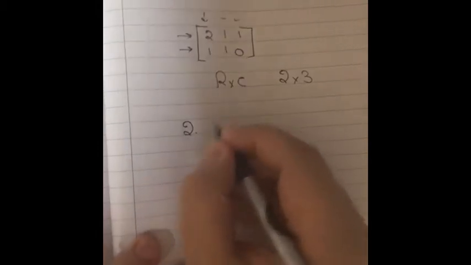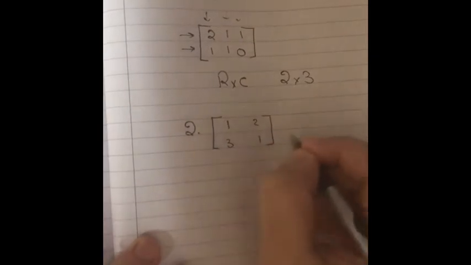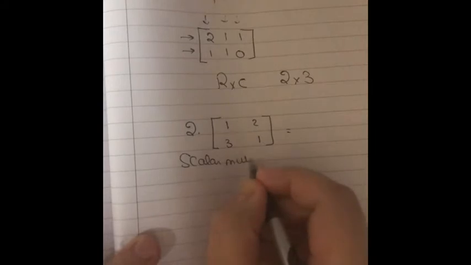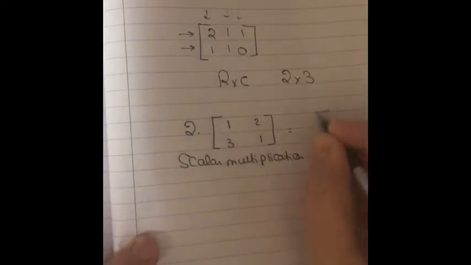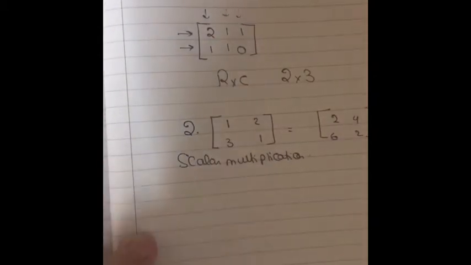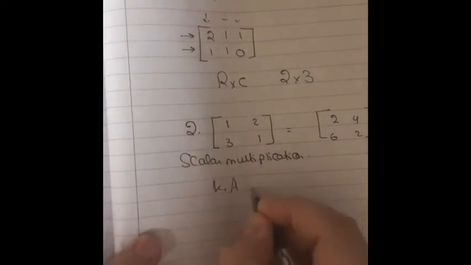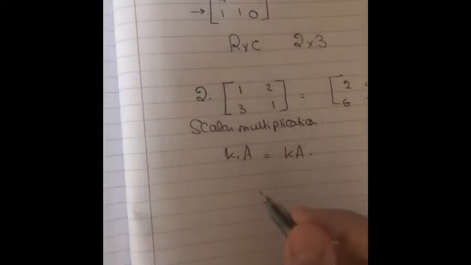And we can do multiplication by a scalar. If I have 2 multiplied by a matrix 1 2 3 1, for example, this is called scalar multiplication. And I will just distribute the 2 on all of them, and I will get 2 4 6 2. For example, double the matrix, and this was written like this in your book, kA.